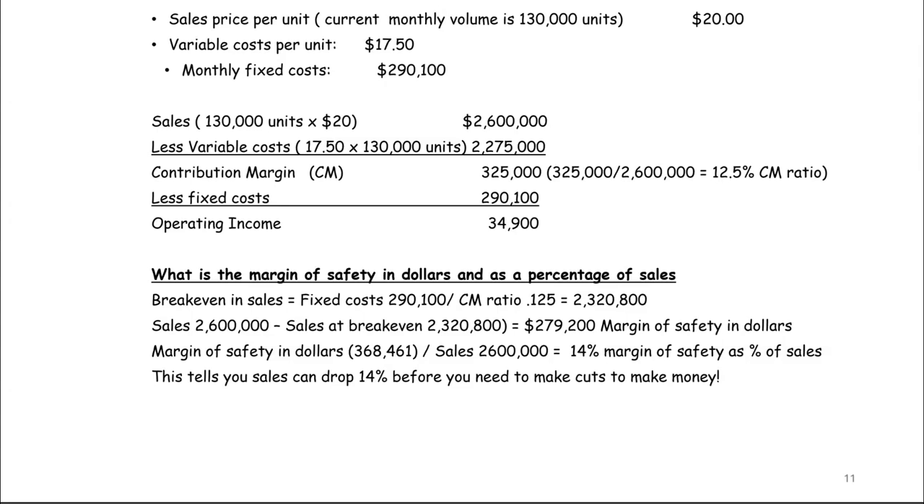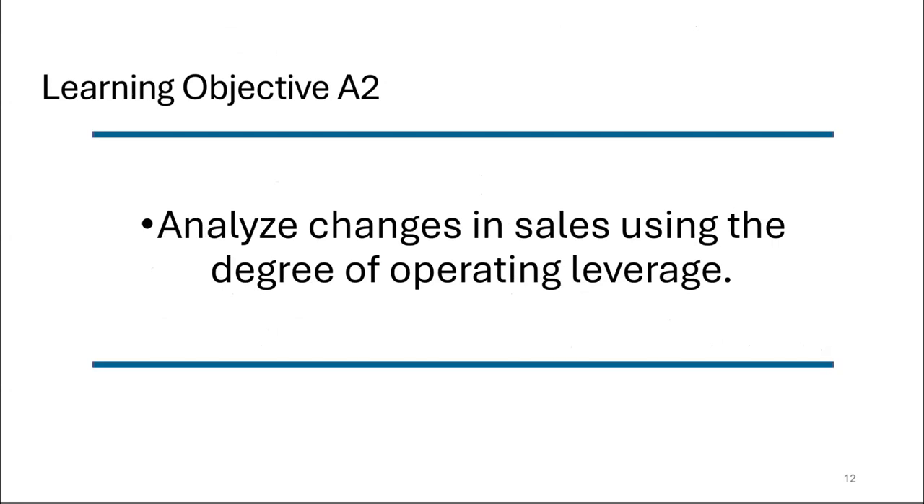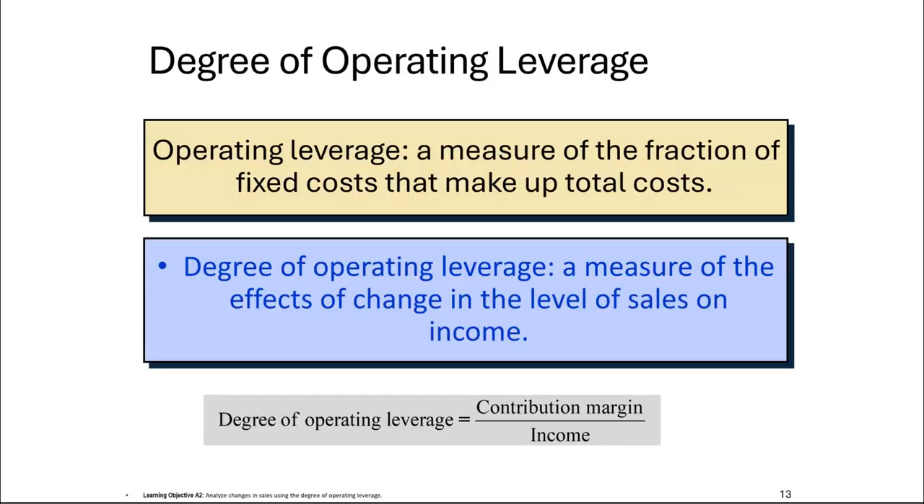Now, the last thing we're going to look at is our operating leverage. I really like this one. Operating leverage is a measure of the fraction of the fixed costs that make up total costs. It's the degree, a measure of the effect of a change in level of sales on income. It's going to be your contribution margin divided by your income. So let's take a look at an example.